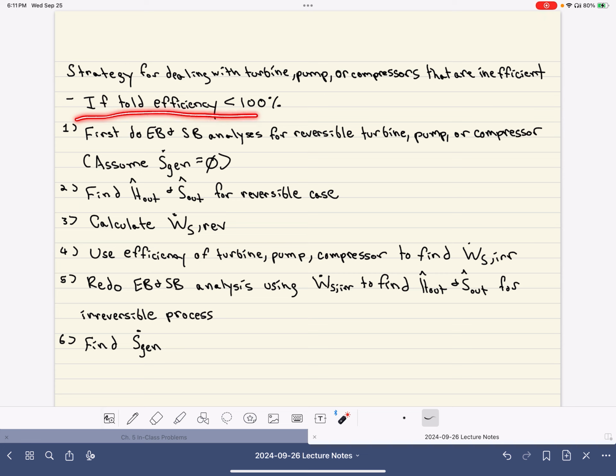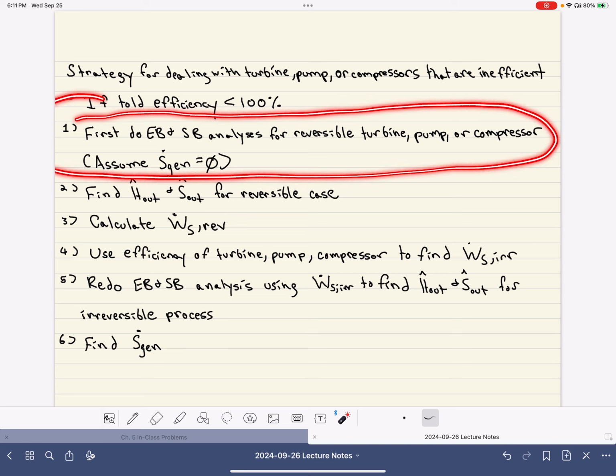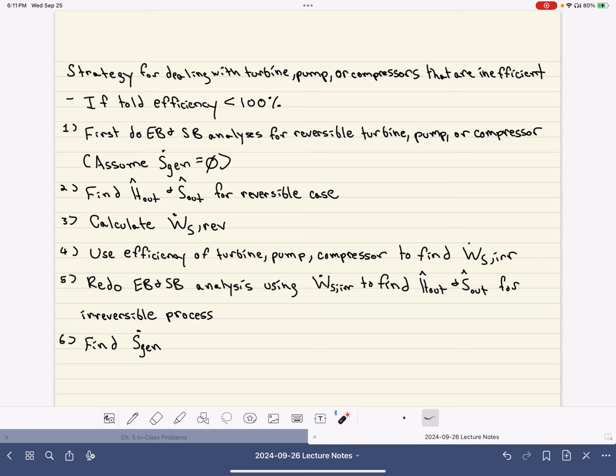The first thing you should do is when you're analyzing the turbine, pump, or in some cases compressors, such as when you're dealing with a refrigeration cycle, you need to do the analysis for the reversible version of the turbine, pump, or compressor, right? And so what I mean by that is you first assume S_gen is equal to 0. And then in the case where S_gen is equal to 0, you calculate the enthalpy and entropies for this reversible case. And then using those values, you can calculate a hypothetical reversible shaft work.